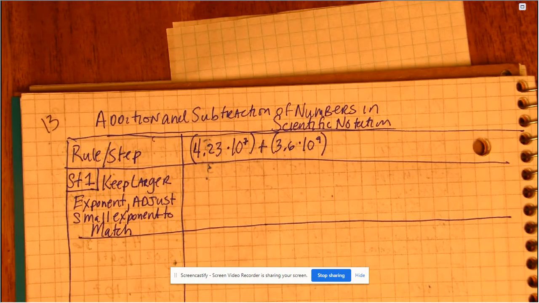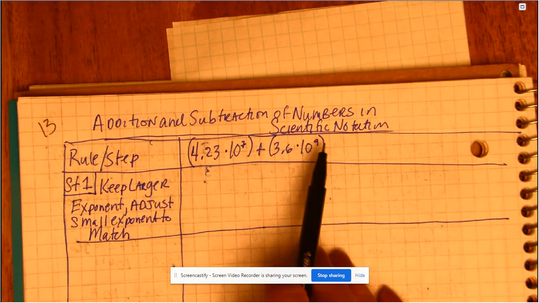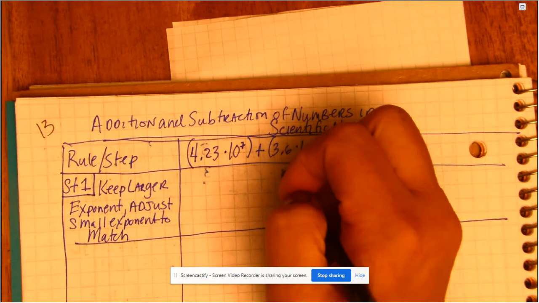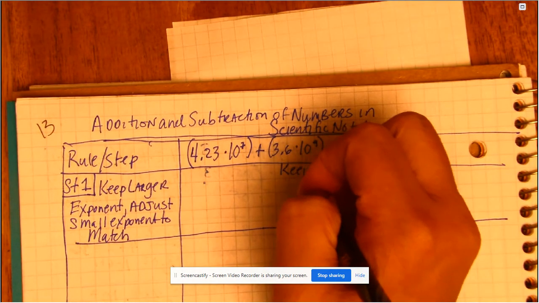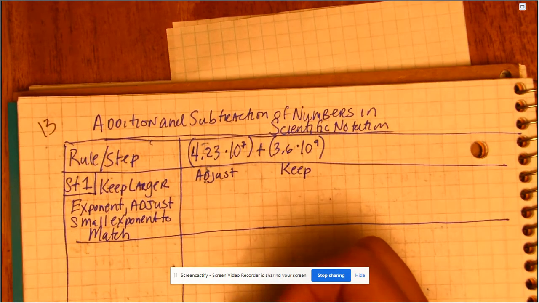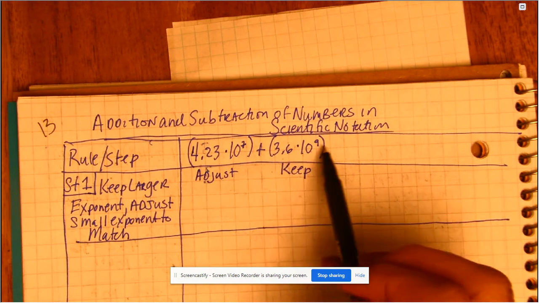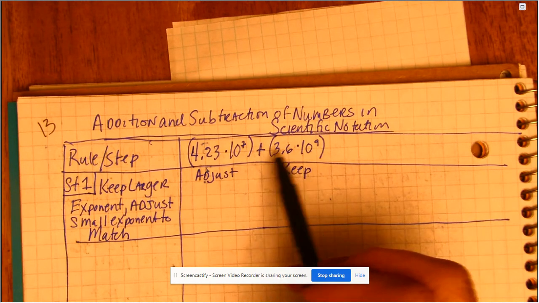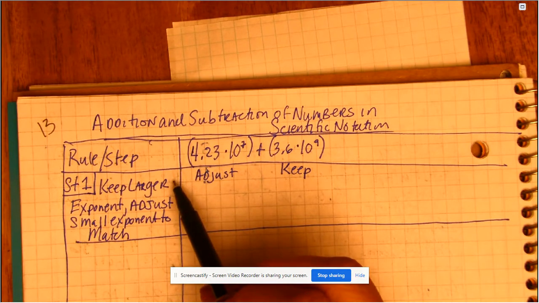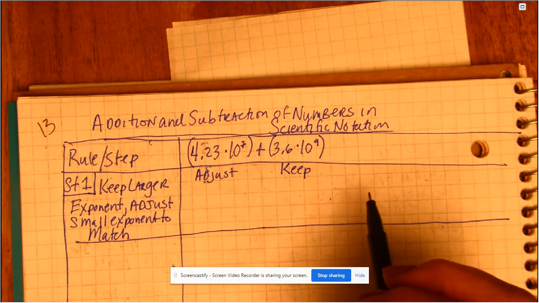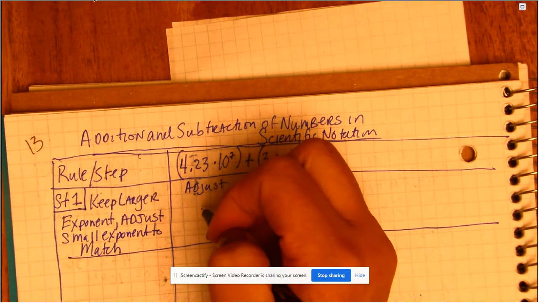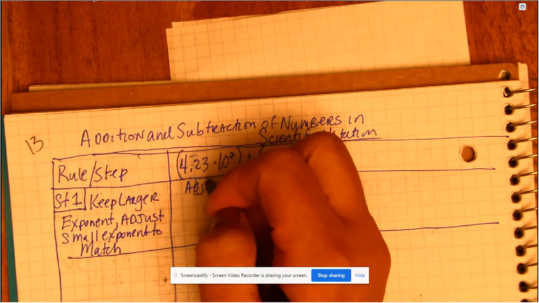Okay, so looking at these, we have an exponent of 7 and we have an exponent of 9. So we're going to want to keep the 9. So this is going to be a keep, and this is going to be an adjust. So if I'm going to adjust this up to 9 on the exponent side, that means my factor has to lose 2 place values in order to maintain its equality. So here that's just adjust.